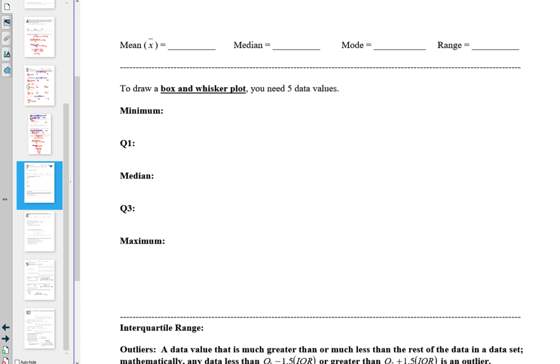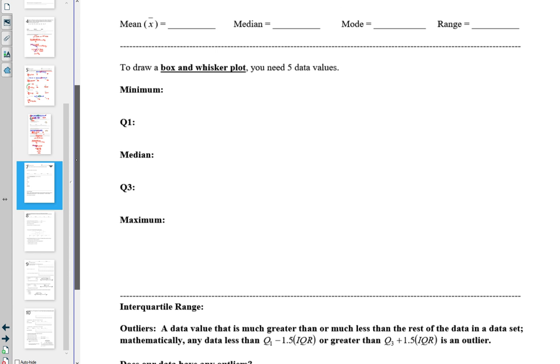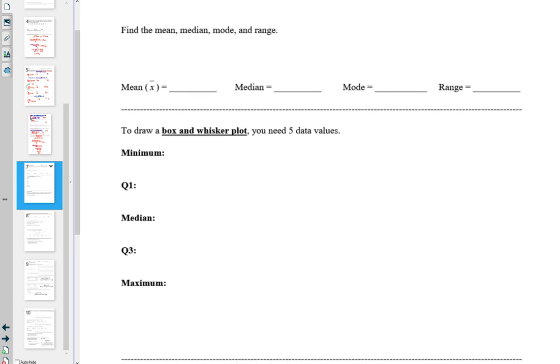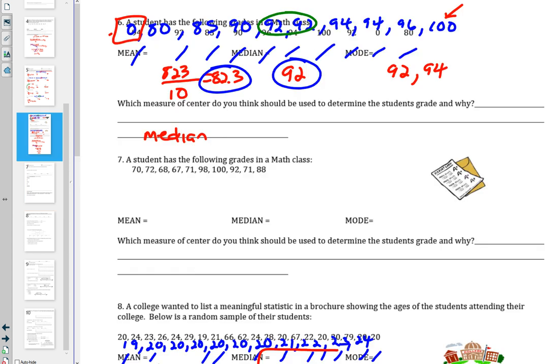To draw, okay, here we go. To draw a box and whisker plot, you need 5 data values. This is like a guided activity. They want us to do this whole activity with this thing. All right, instead of using those numbers here, why don't we pick one of these problems that we skipped? Perfect. Let's do a box and whisker plot of this number 7 here that we skipped.